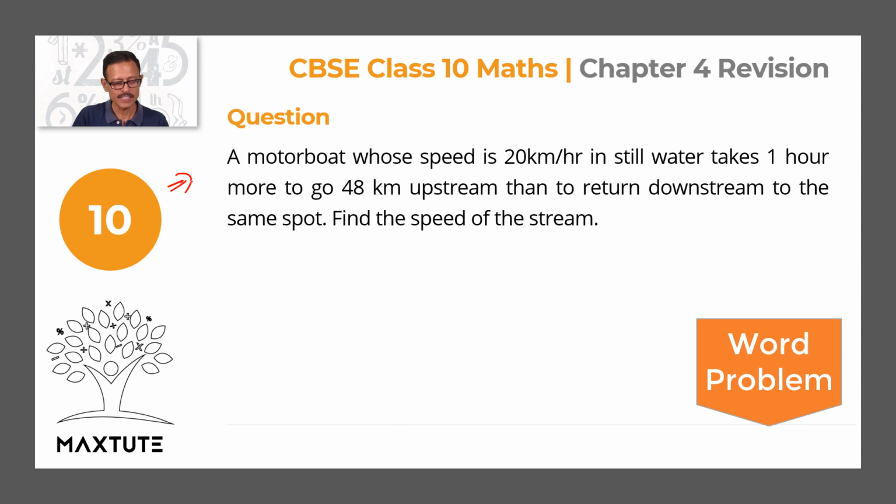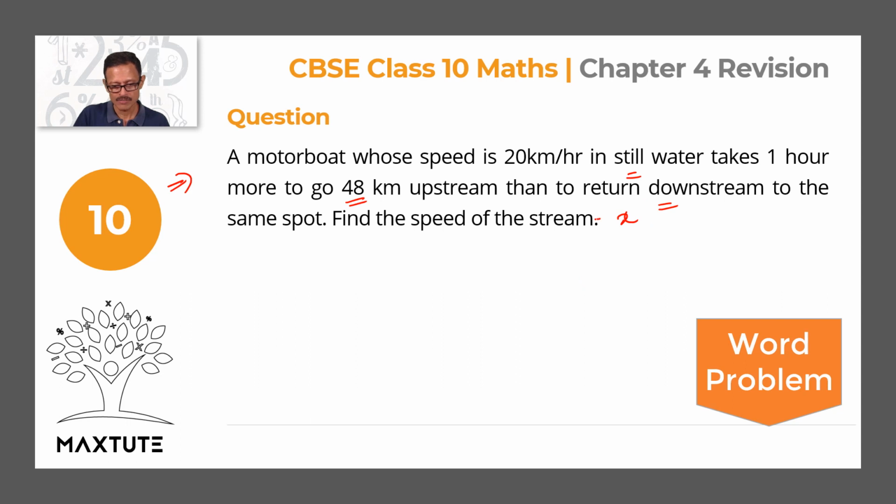These are tested quite often in about 3-4 question papers. I've seen such questions. A motorboat whose speed is 20 kilometers per hour in still water takes 1 hour more to go 48 kilometers upstream than to return downstream. So it's traveling a distance of 48 kilometers upstream, 48 kilometers downstream to the same spot. Find the speed of the stream.